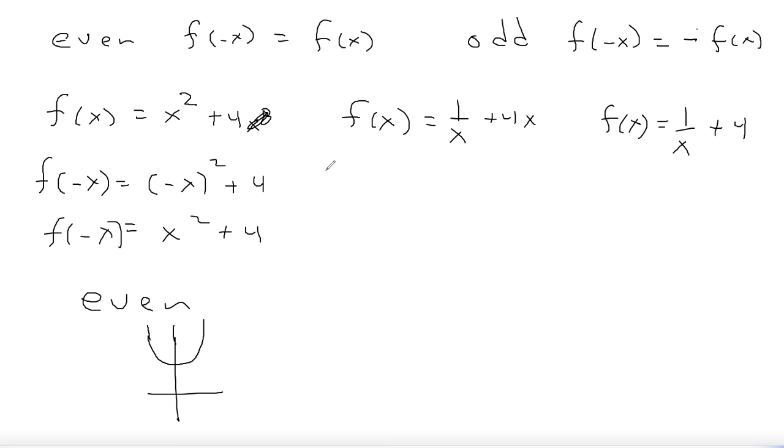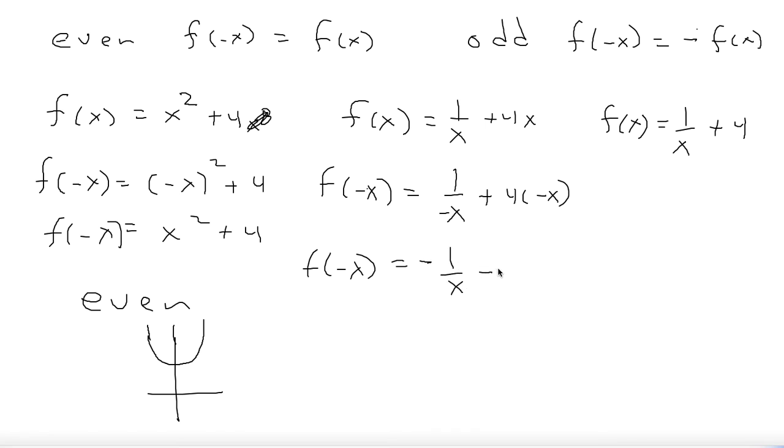This next one, if we do f of negative x here, we would have 1 over negative x plus 4 times negative x. So that is f of negative x equals, let's see, negative 1 over x minus 4x. So f of negative x equals the negative of f of x. That is the same thing.